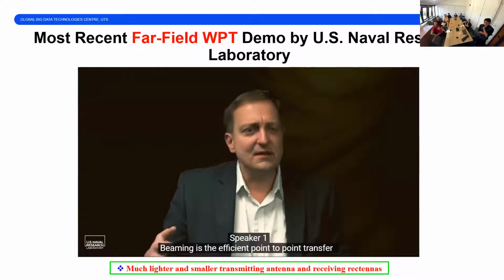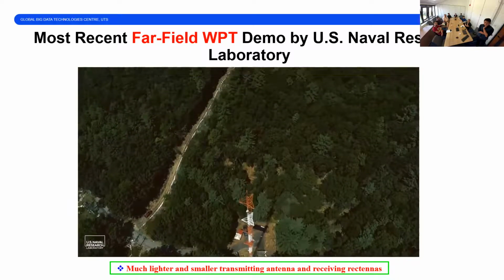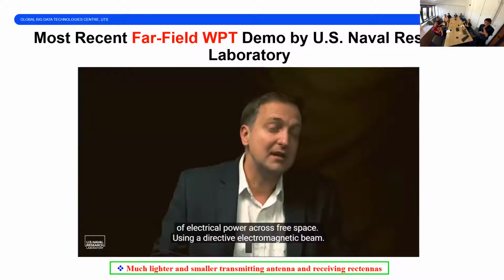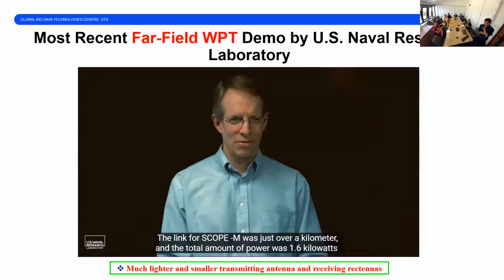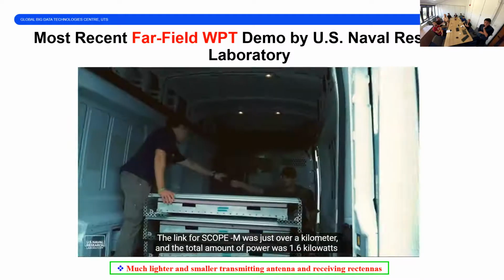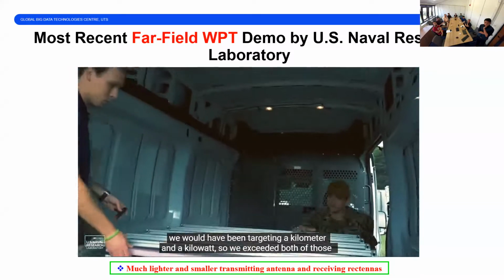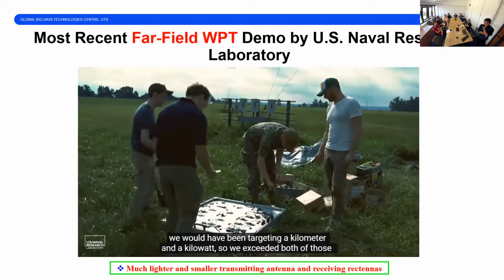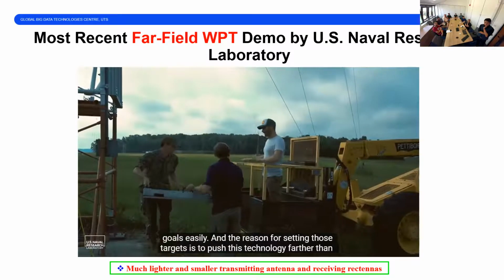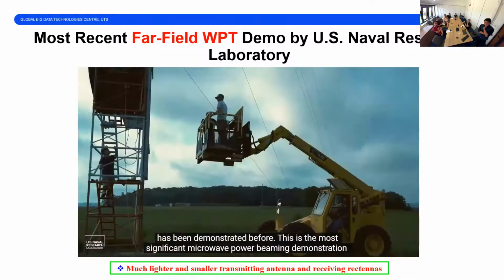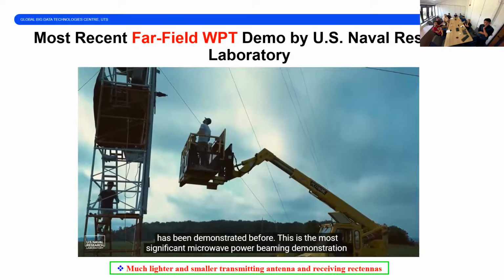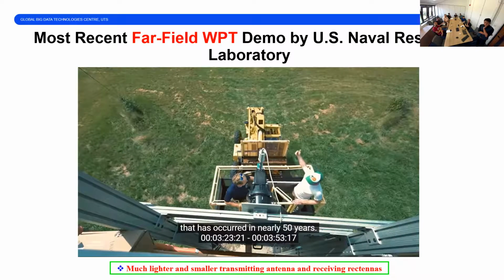Power beaming is the efficient point-to-point transfer of electrical power across free space using a directive electromagnetic beam. The link for SCOPEM was just over 1 kilometer, and the total amount of power was 1.6 kilowatts. We had been targeting 1 kilometer and 1 kilowatt, so we exceeded both of those goals easily. And the reason for setting those targets is to push this technology farther than has been demonstrated before. This is the most significant microwave power beaming demonstration that has occurred in nearly 50 years.